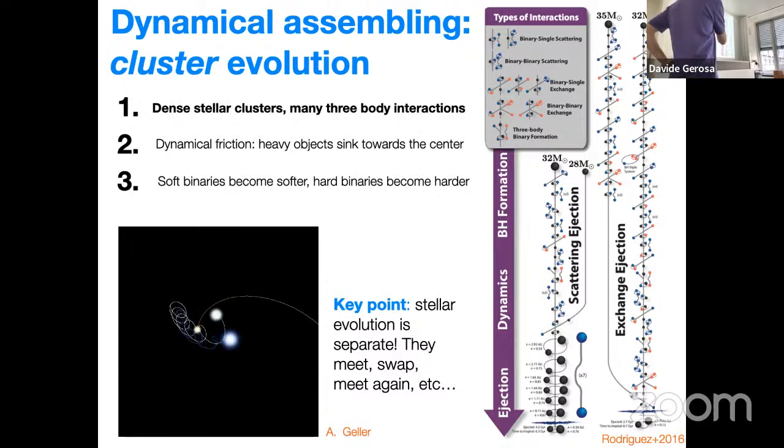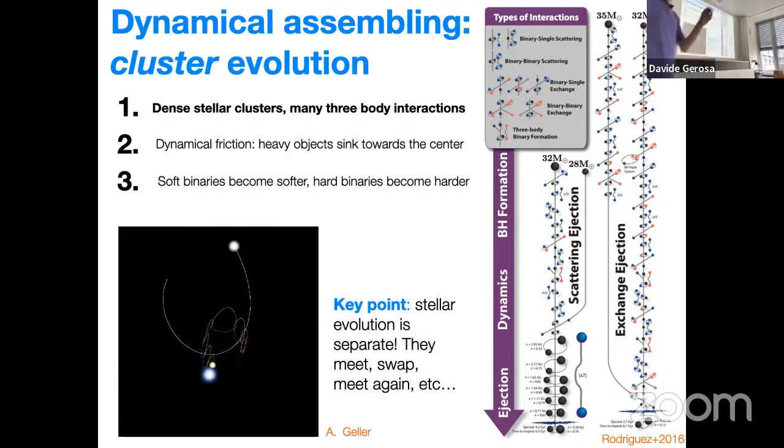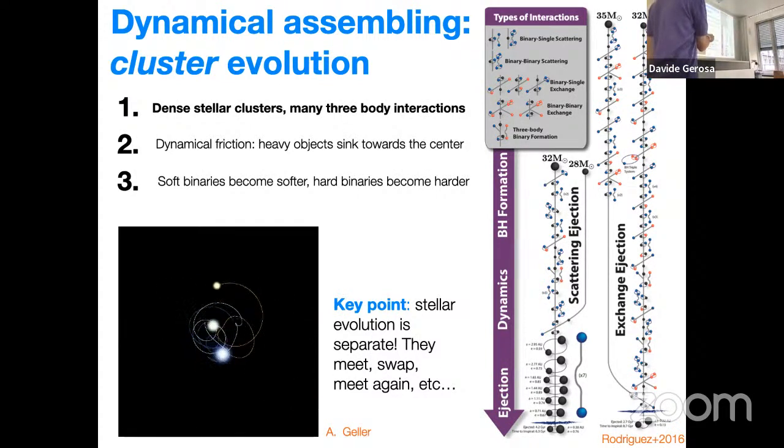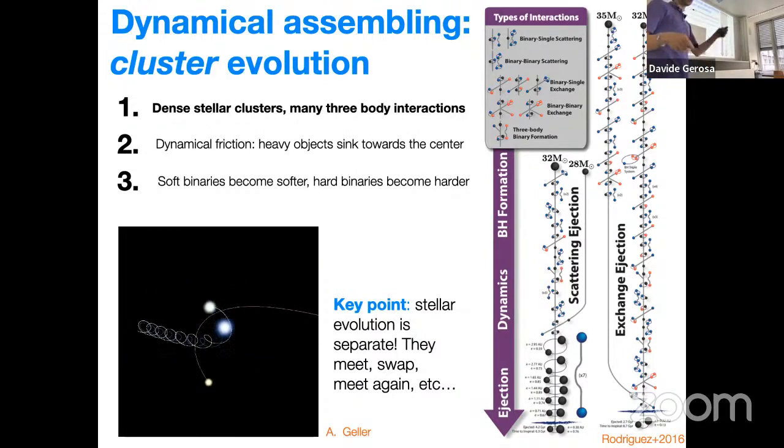On average, when you scatter a binary against a single object, if the binary is hard, meaning the orbital velocity is larger than the typical dispersion of the stars of the cluster, the most statistically likely outcome is that tight binaries become tighter. There are many encounters, but at some point one of the three goes away, and the final binary is tighter than what the binary was before. They're not the same black holes anymore, but on average, it's a tighter object.